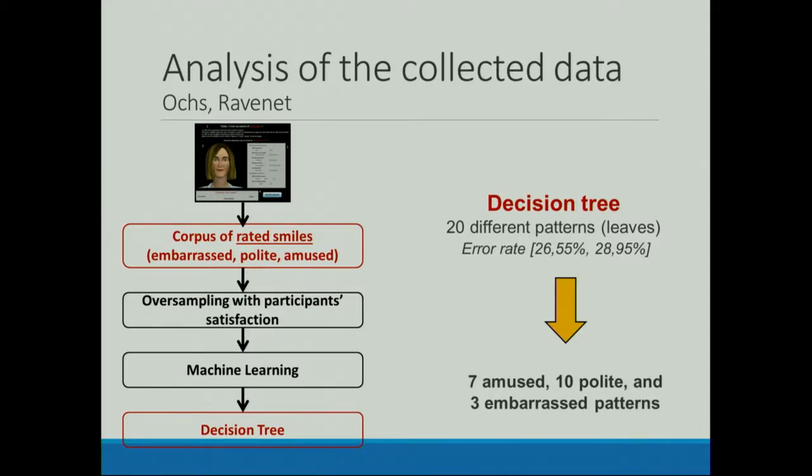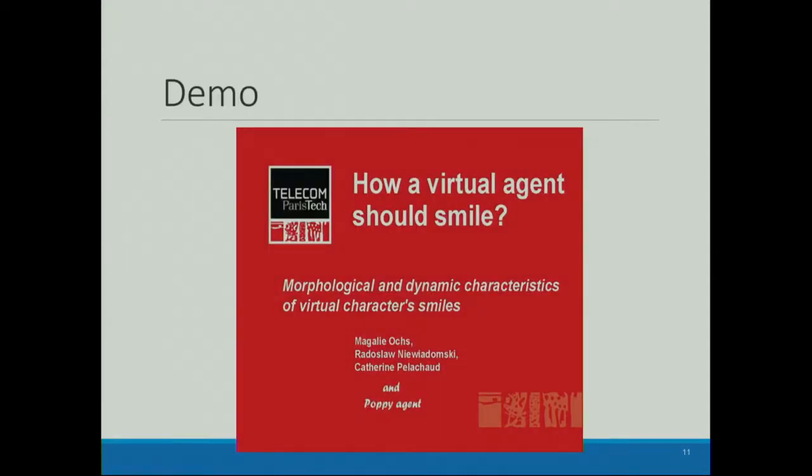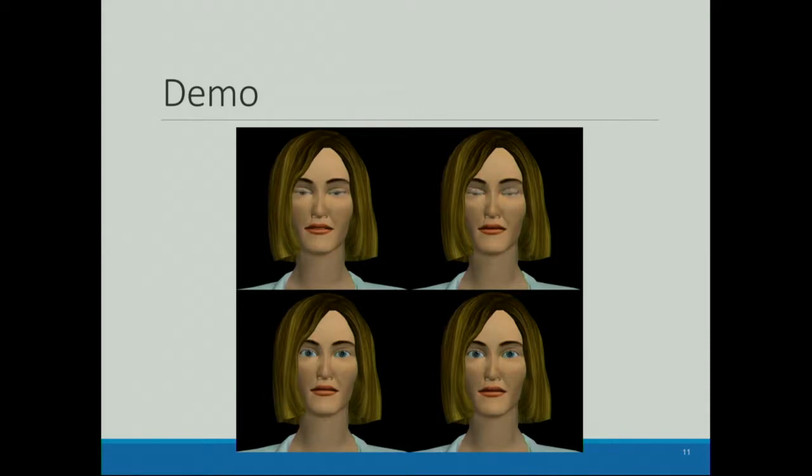So here we used simple decision trees, and we got 7 amused smiles, 10 polite, and 3 embarrassment patterns that came out of these studies. And let me show you some of the different types of smiles we obtained. So you will see different variations of amused smiles. They all share several parameters, but they do vary.